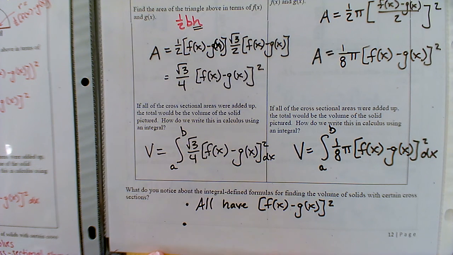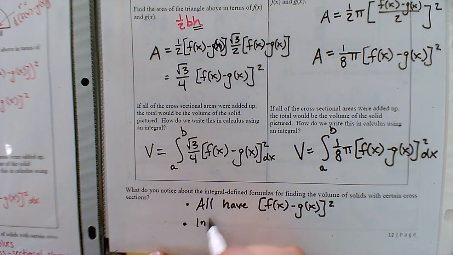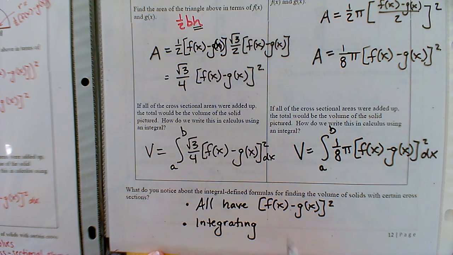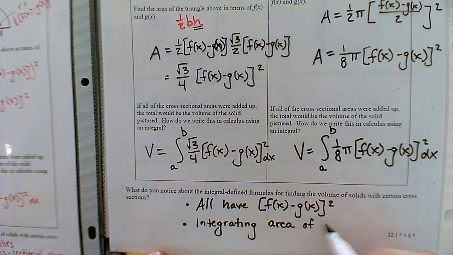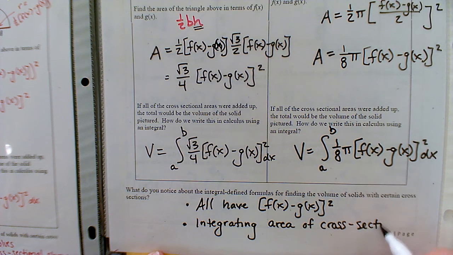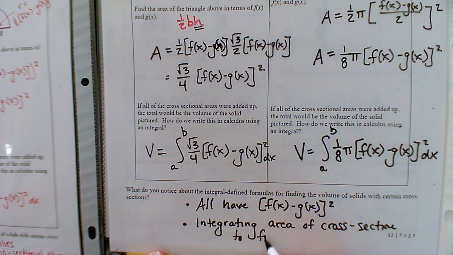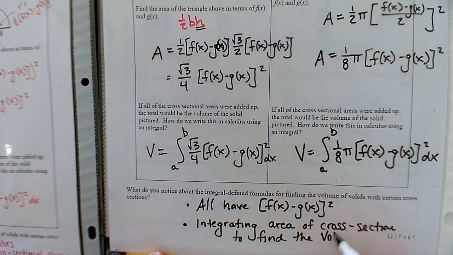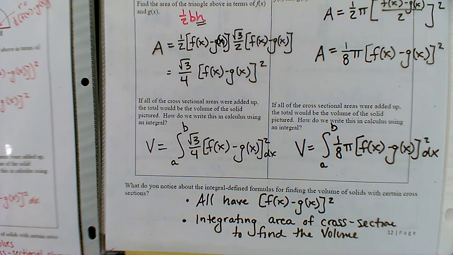They all involve integrating the area of the cross section to find the volume. I don't know if there's really any other connection between the f of x minus g of x squared, because they all have a different multiplier or constant value. Some of them have a pi, some of them don't. Okay, so I think this is the only one really, at least of the 4 that we've seen, that have all that in common. F of x minus g of x squared.